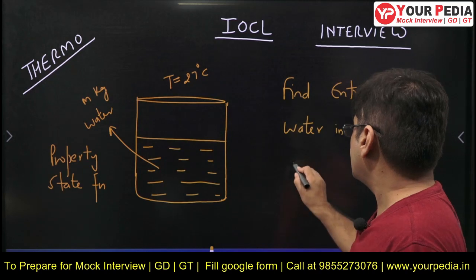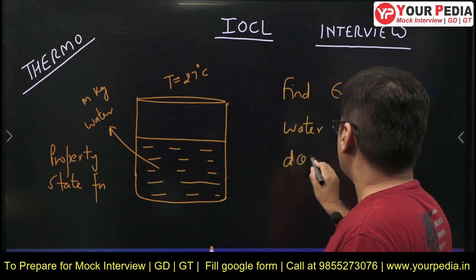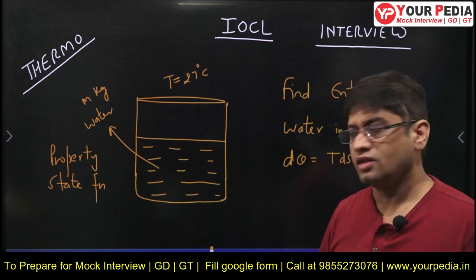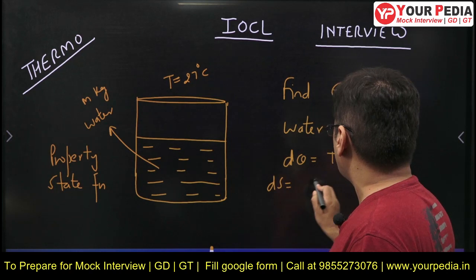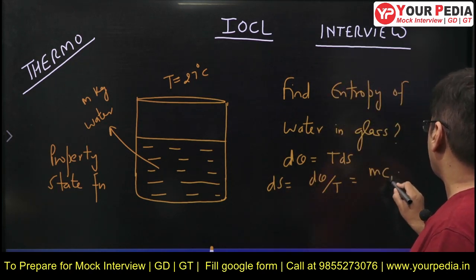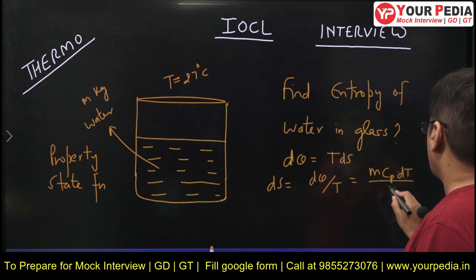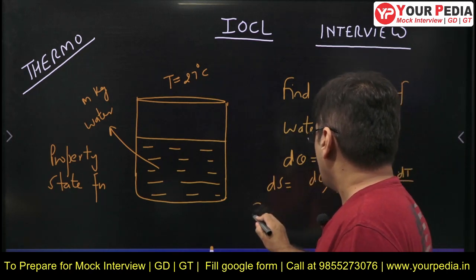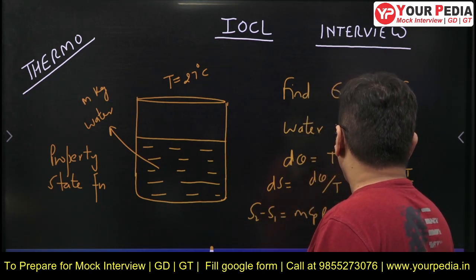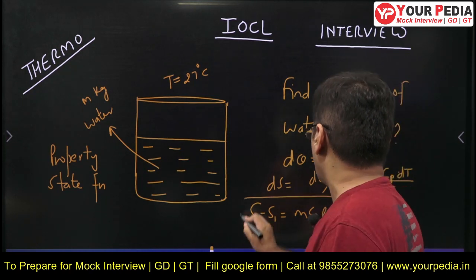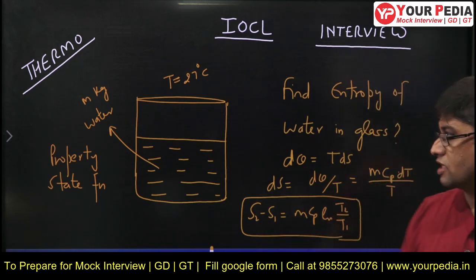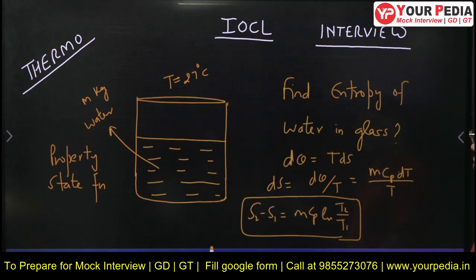You know the formula dq is equal to TdS, from the second law. That means I can write dS is equal to dq by T, and the formula for dq is mCp dT. So dS is equal to mCp dT by T. If I integrate both sides, I get S2 minus S1 is equal to mCp log of T2 by T1. This formula all of you know; it is the formula used for liquids.